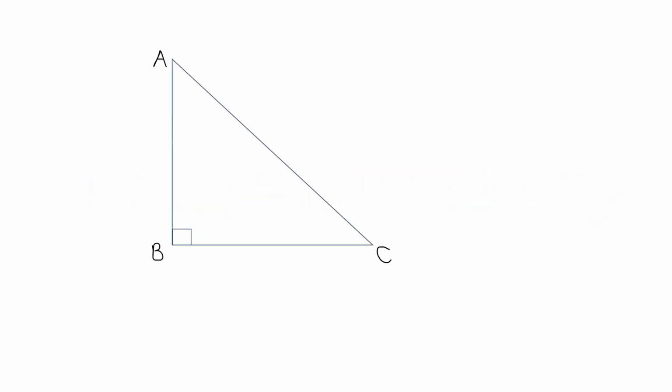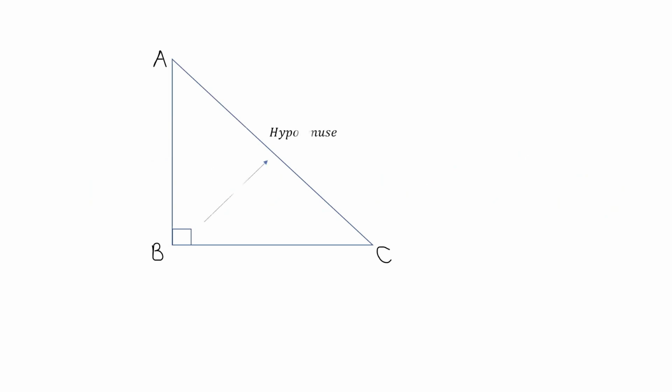When it comes to trigonometry, first we must understand the right angle triangle. One of the angles will be 90 degrees, as already mentioned. Angle B is the right angle in this triangle. You should also know the names of the sides.